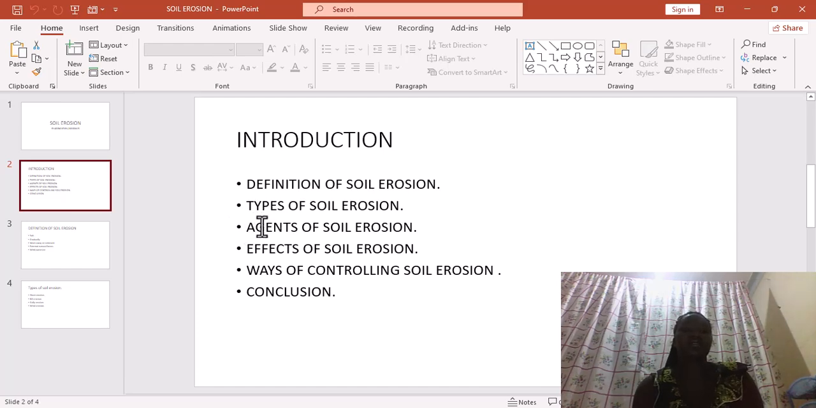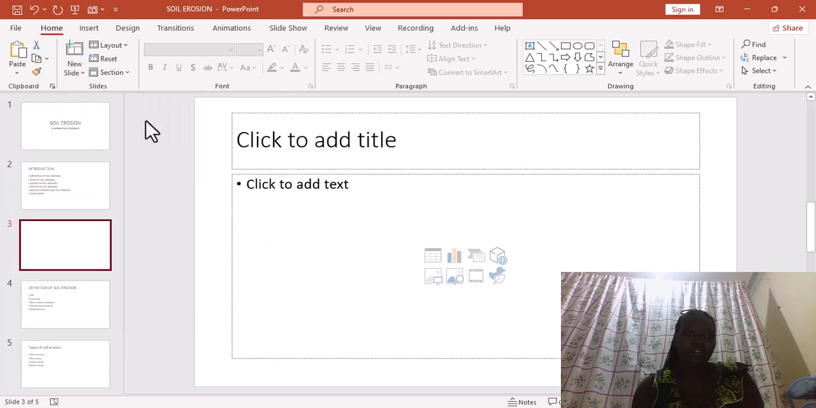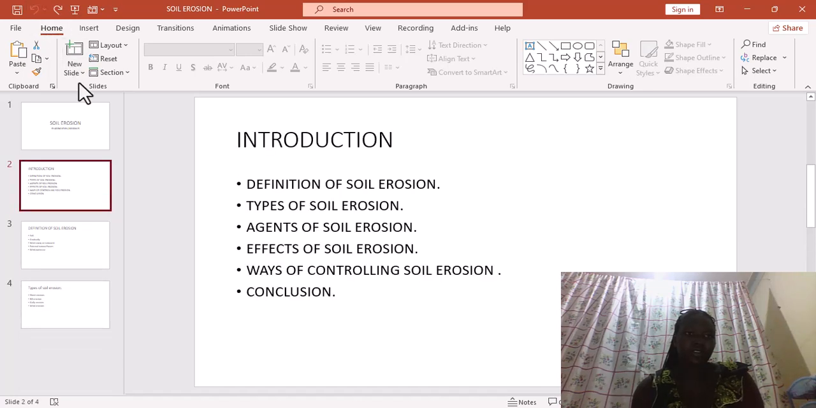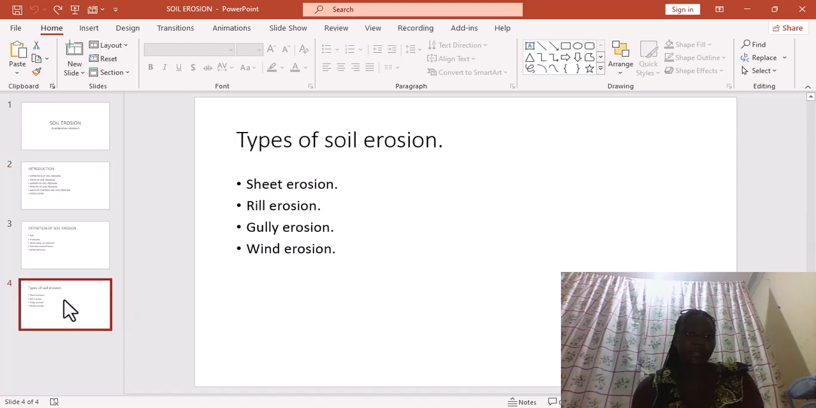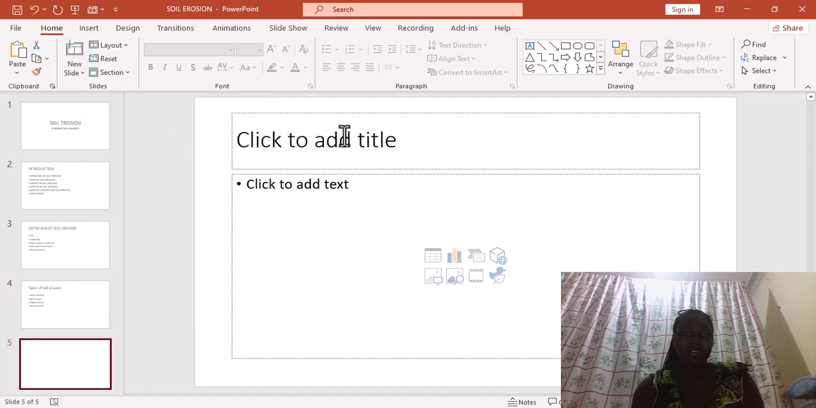For the agents of soil erosion, I will come and open a new slide, then table and its title. And let me redo it. Actually, it's not supposed to appear there. This is my last slide. Then to add another one, I come to new and table and its title, and there it appears. So let me type for you the words agents of soil erosion.